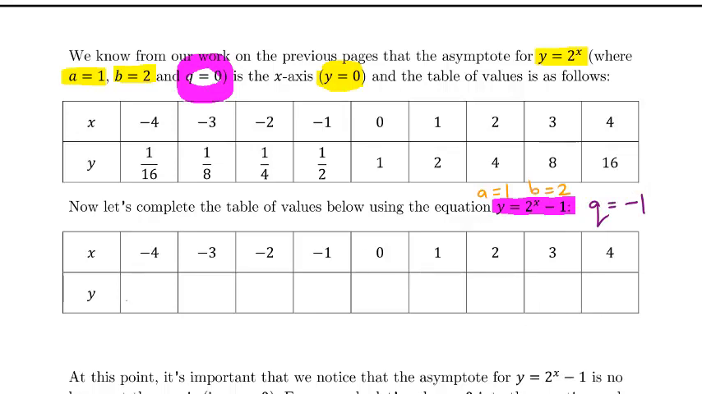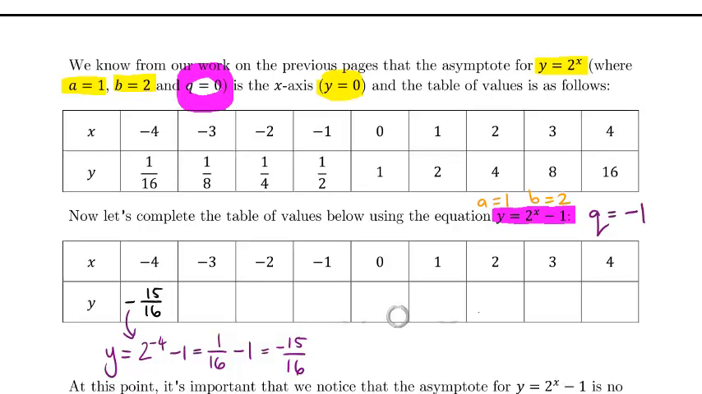How about we calculate what y is when x is equal to minus 4? Well, y will equal 2 to the minus 4, minus a 1 over there. We know that 2 to the minus 4 is 1 over 16, and then we minus 1 from 1 over 16, and we end up with minus 15 over 16 over there. So y is equal to minus 15 over 16 when x is equal to minus 4. Okay, and let's calculate another value or 2 manually.